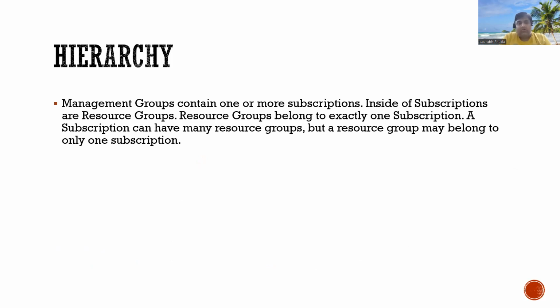So the hierarchy, as I told you: a management group contains one or more subscriptions. Inside a subscription are resource groups. A subscription can have many resource groups, but a resource group belongs to exactly one subscription. And what is a resource group? It is a collection of resources. Multiple resource groups belong to one subscription, and then multiple subscriptions belong to one management group. So this is the hierarchy you have to understand.